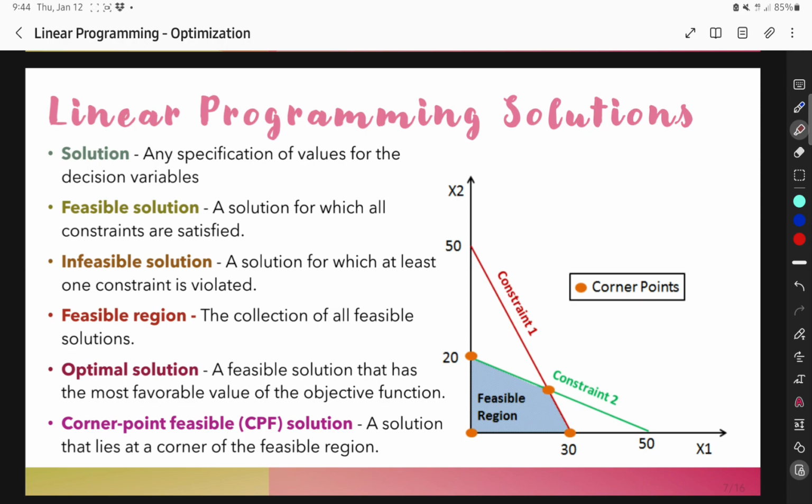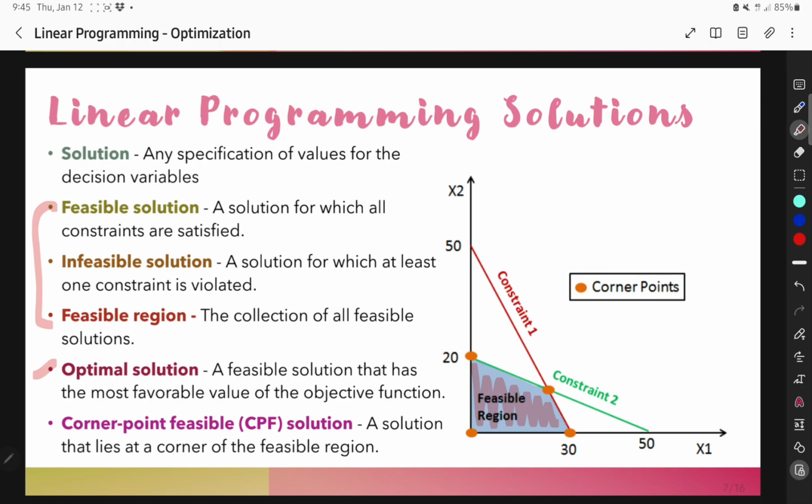So a solution is specifying values for your decision variables, say values of your x or your y. While a feasible solution would satisfy the constraints. Okay, of course, the infeasible solution is those values of your x or y that do not satisfy your constraints. And then, the feasible region, no, is the collection of all feasible solutions. So, if you graph your problem, here is your feasible region. Okay, and then we have the optimal solution, which is the goal of using linear programming.